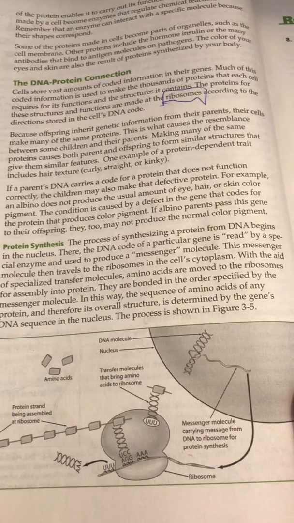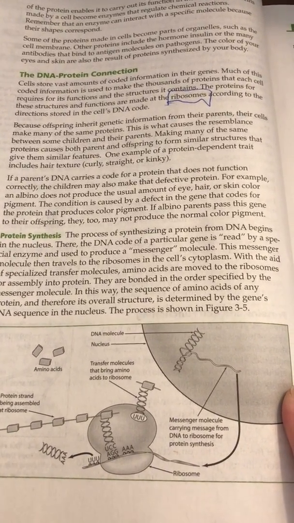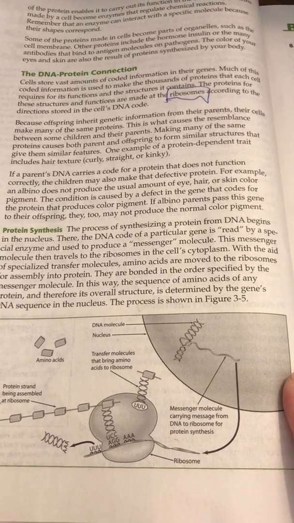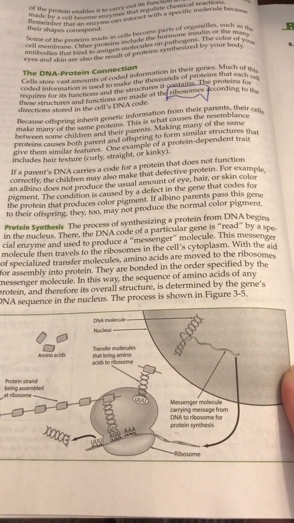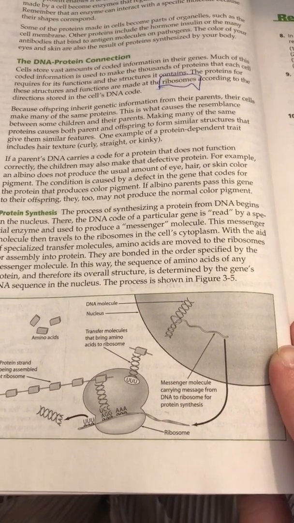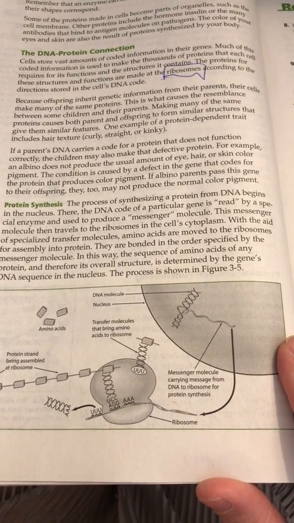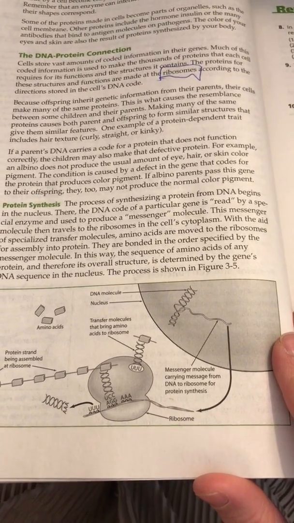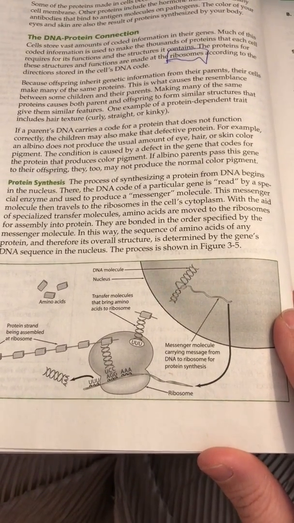If a parent's DNA carries a code for a protein that does not function correctly, the children may also make that defective protein. For example, an albino does not produce the usual amount of eye, hair, or skin color pigment. The condition is caused by a defect in the gene that codes for the protein that produces color pigment. If albino parents pass the gene to their offspring, they too may not produce the normal color pigment.